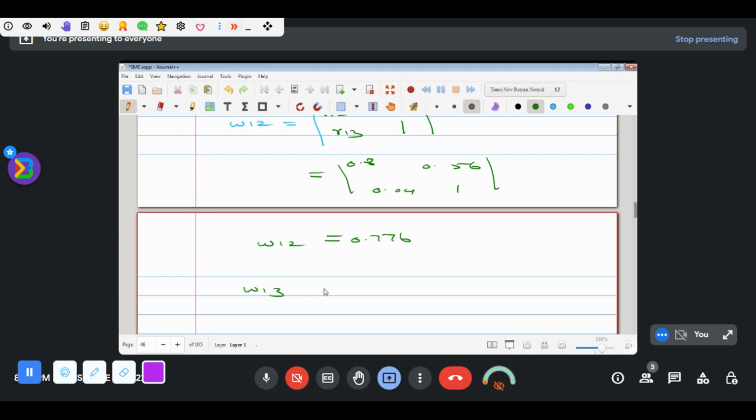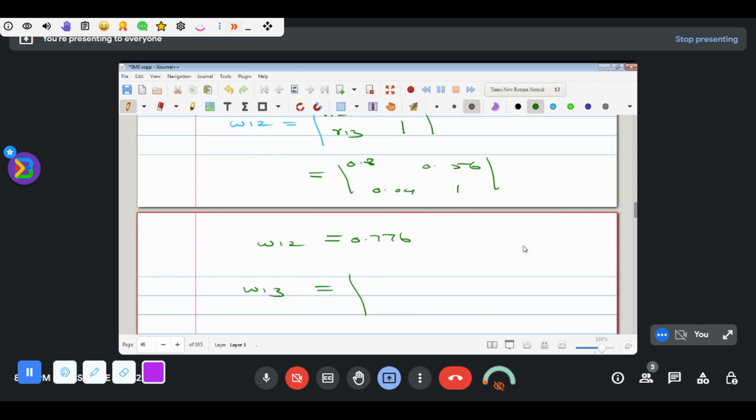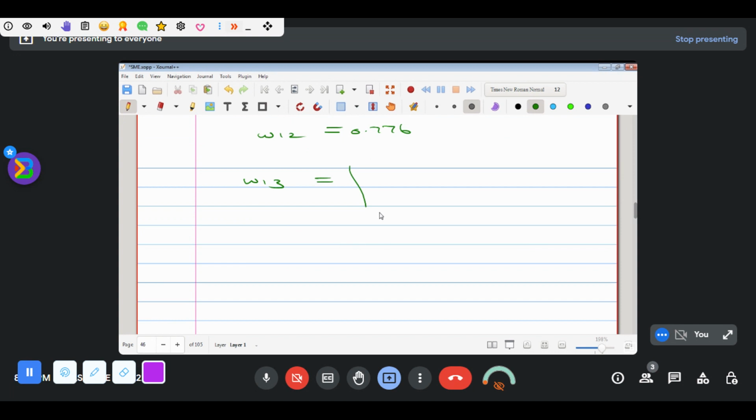Next, omega 13. What is the omega 13 formula? R12, 1, R13, R23. Apply the values: R12 is 0.8, 1, 1, 0.04, 0.56. Just complete it.